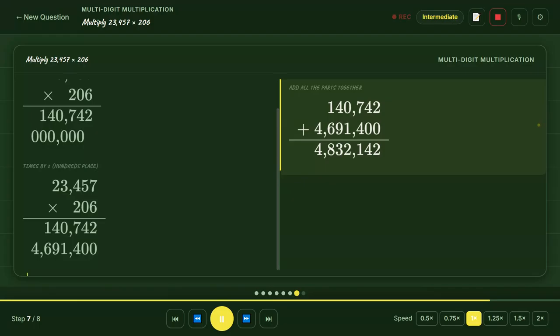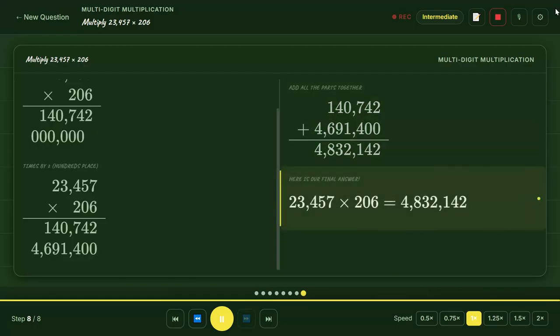Almost done. Now we add our 2 rows together. 140,742 plus 4,691,400. We add from right to left. 2 plus 0 is 2, 4 plus 0 is 4, 7 plus 4 is 11, so write 1 carry 1. 0 plus 1 is 1 plus 1 is 2, 4 plus 9 is 13, write 3 carry 1, 1 plus 6 is 7 plus 1 is 8, and 4. We get 4,832,142.